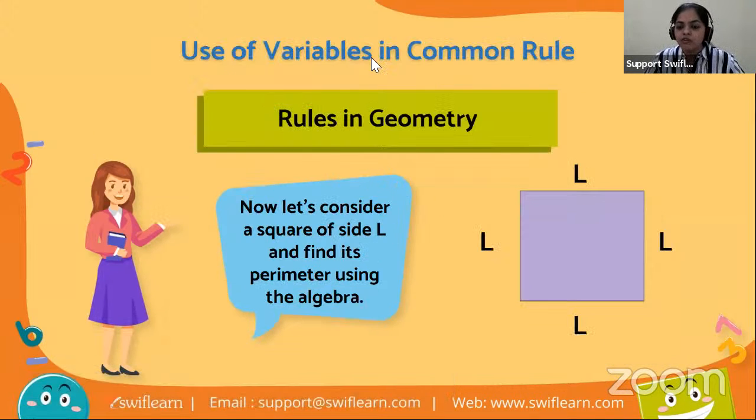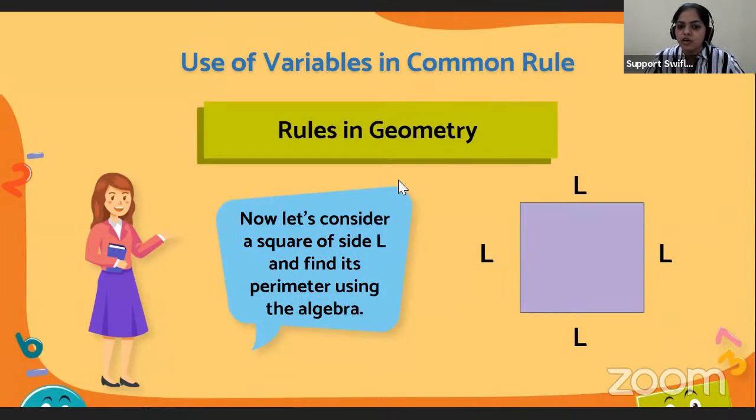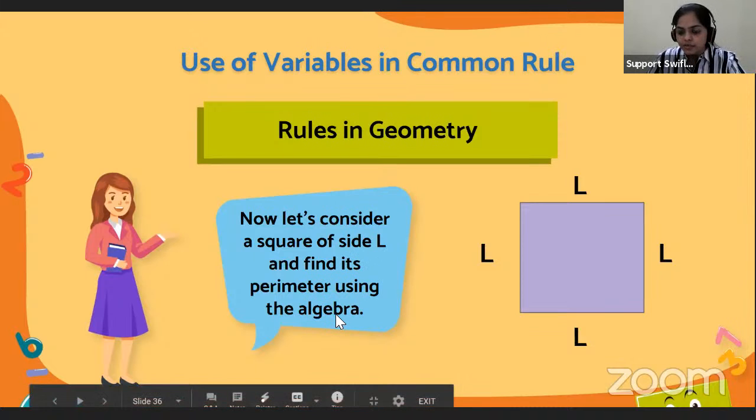In geometry, how do we use the concept of algebra, how do we use variables in a common rule of geometry? Now let's consider a square of side L and find its perimeter using algebra. So here it is a square having all the sides equal to L. Let's try together what will be the value of the perimeter using this variable L. So what do you all think? What will be the perimeter of the square?